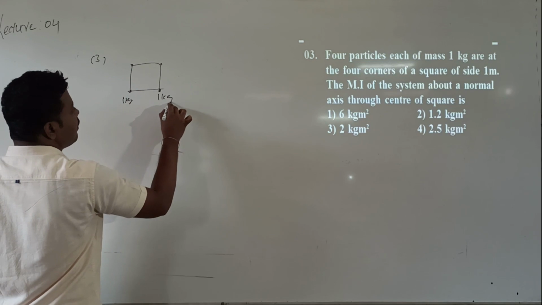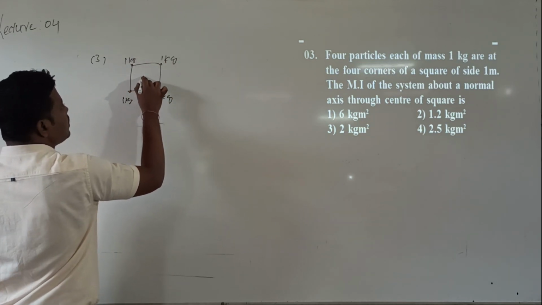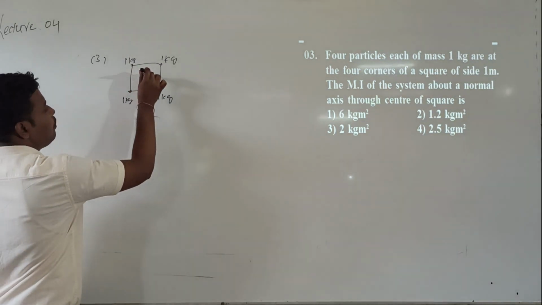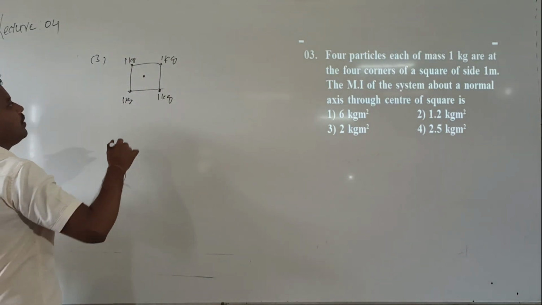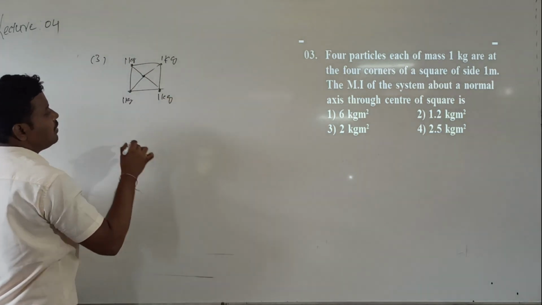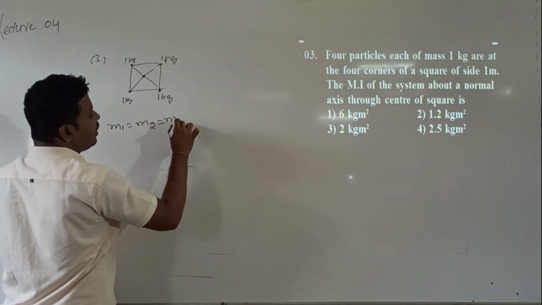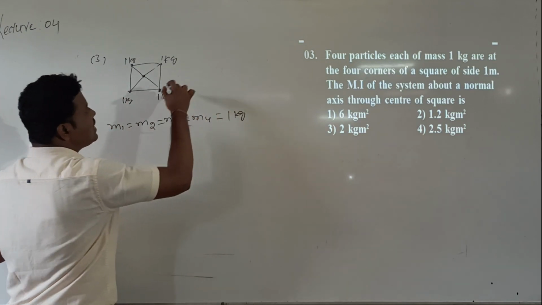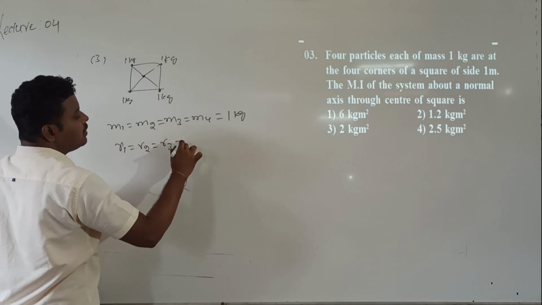So all are of the same mass, 1 kg. They are asking us to calculate the moment of inertia about the axis normal to the plane and passing through the center. About the normal axis through the center. So from the center all particles are at equal distance. Here M1 is equal to M2 is equal to M3 is equal to M4. All are the same, 1 kg. Their distance is also the same. So R1 is equal to R2 is equal to R3 is equal to R4.